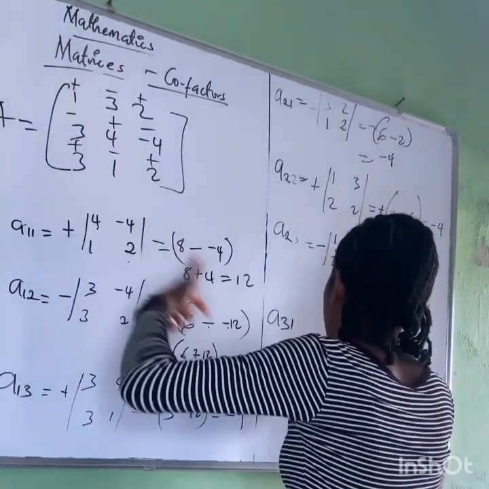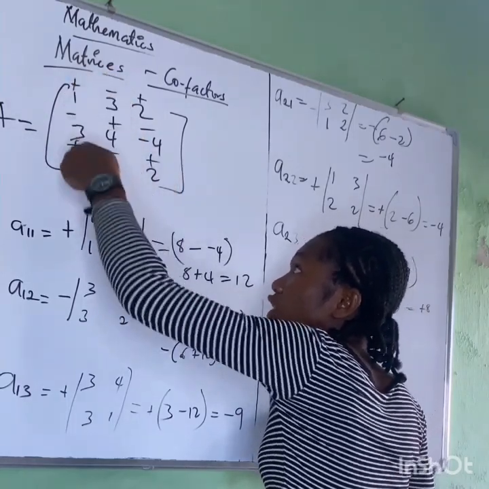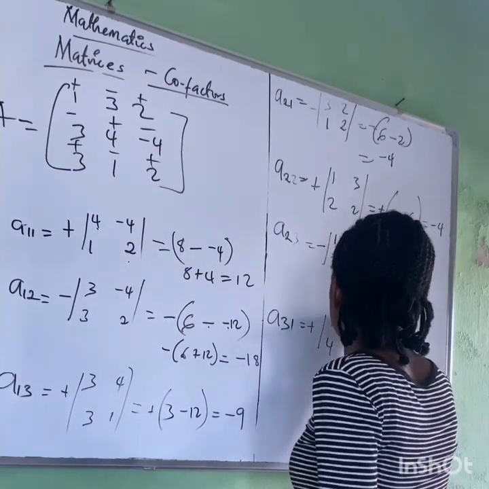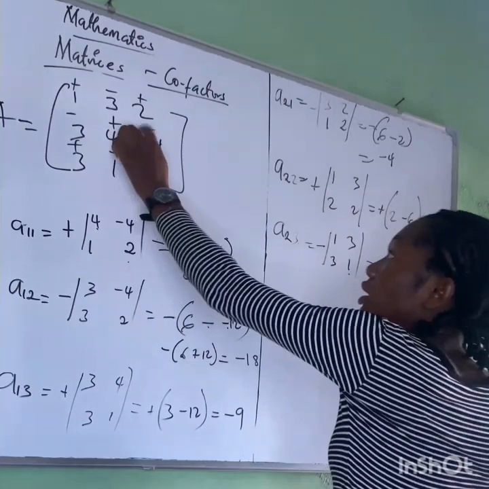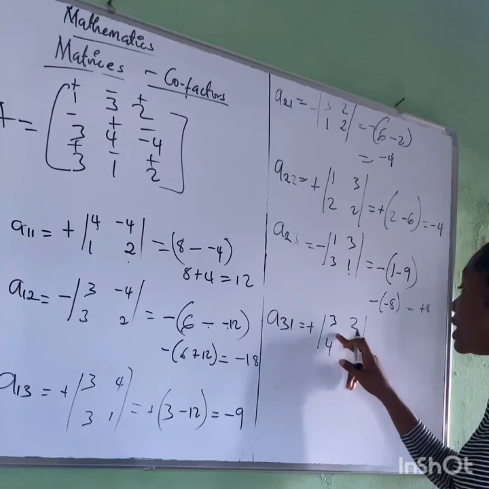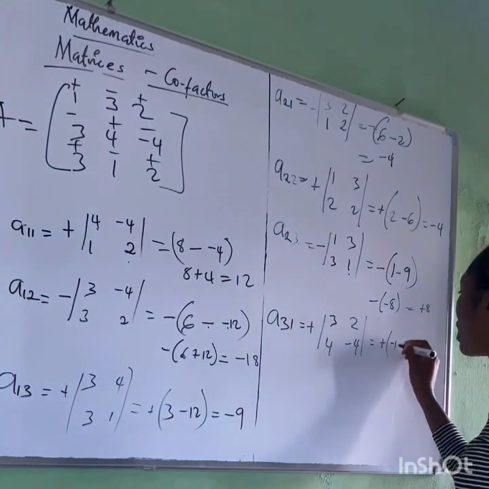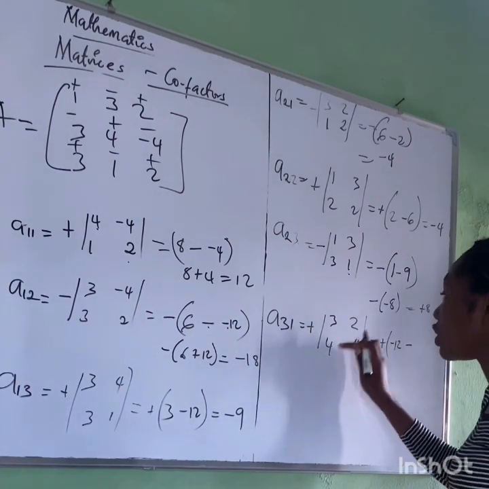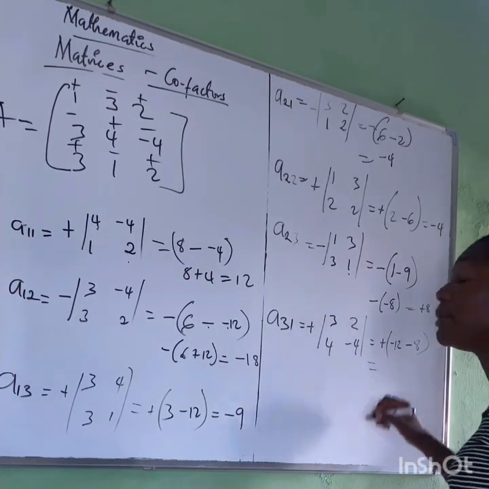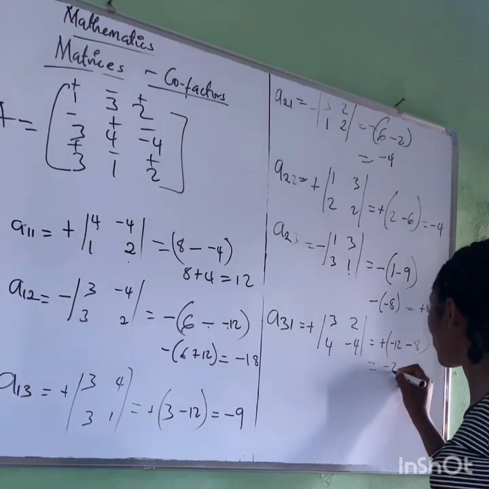So when we pick our sign, we have a plus, then we eliminate the third row and then the first column, we're left with 3, 4, 2, and minus 4. So let's work on our principal diagonal. Our plus sign outside, minus 12. Our formula has a minus, and then 4 times 2 is 8. So minus 12 minus 8 will be having minus 20. Multiplied by our plus, we are having minus 20.